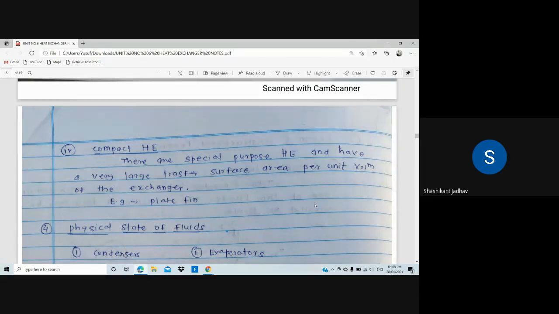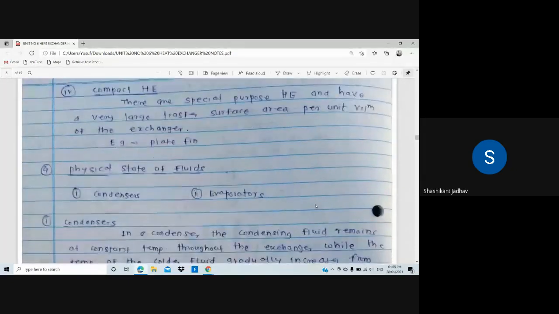So according to the application or purpose, we have to design this type of heat exchanger, that is compact heat exchanger. In this, a very large transfer surface area per unit volume of the exchanger is there. Okay, so this is about the compact heat exchanger.